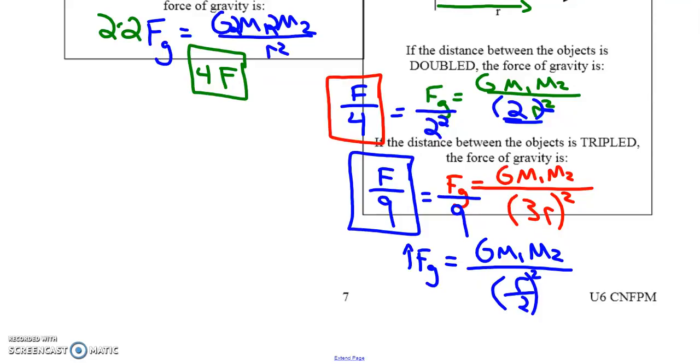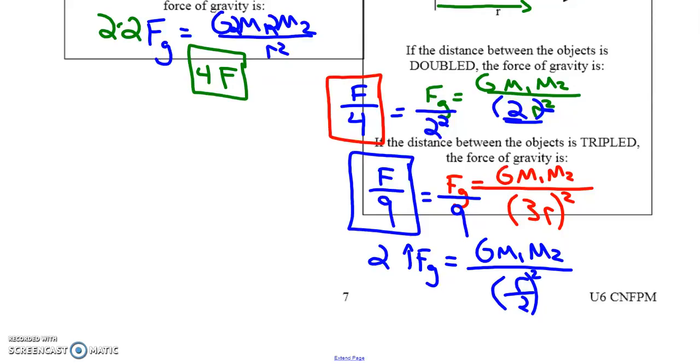Now, the tricky part, and you'll see this on the next page, is what to do when your distance gets smaller. So, in other words, your objects get closer together. If, let's say, my r goes down by a factor of 2, the new distance is half the original distance. So I know that the force is going to go up, because if two objects are close together, it seems logical that their force of gravity is larger.